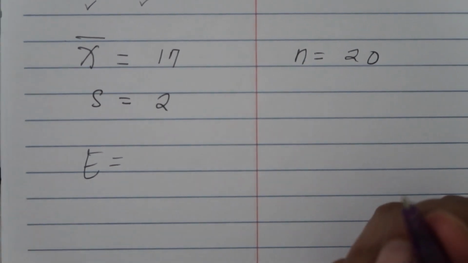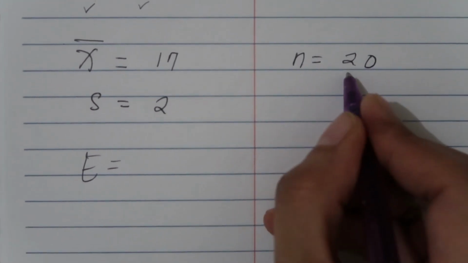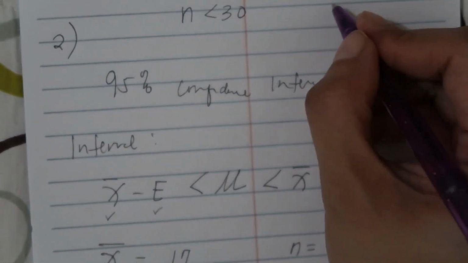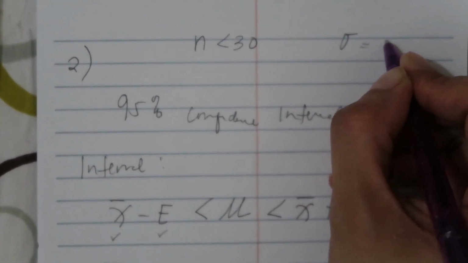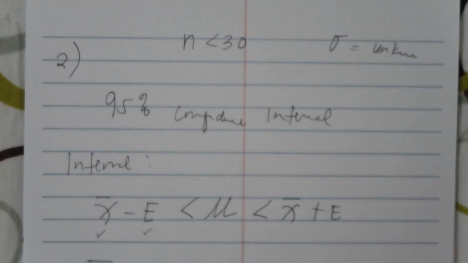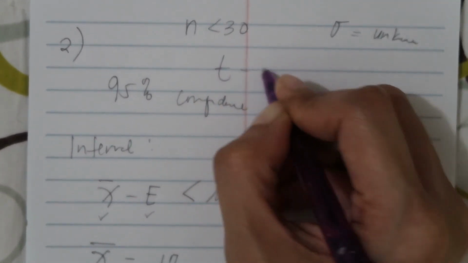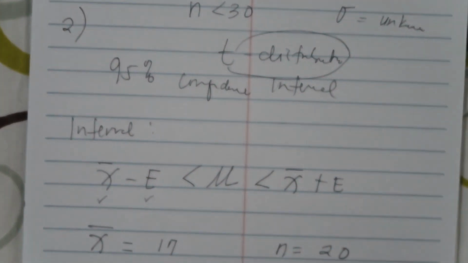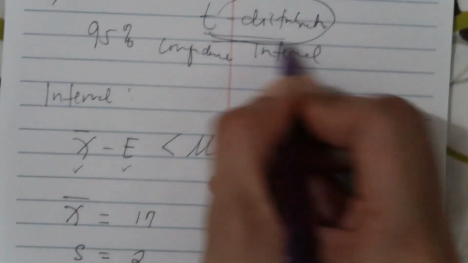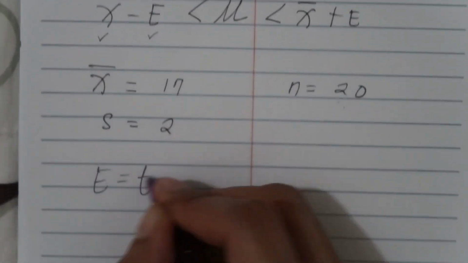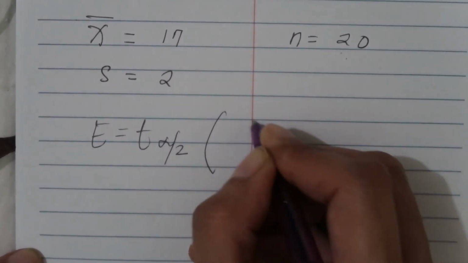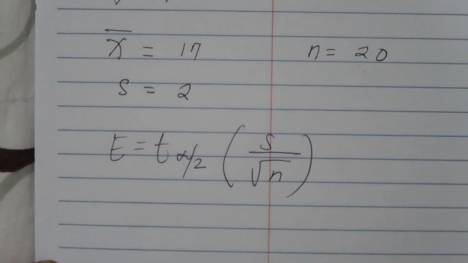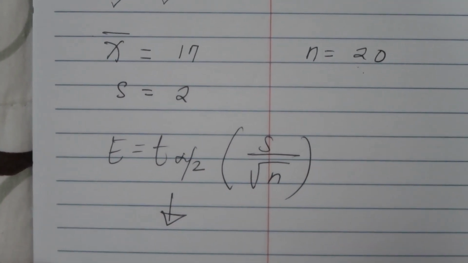So since the sample size is less than 30, and then the sigma is unknown, okay, so we're gonna use T distribution. Less than 30, so 20 lang yung sample size, so we need to use T distribution. So we have T alpha over 2 multiplied by S over the square root of N. But what is T alpha over 2?